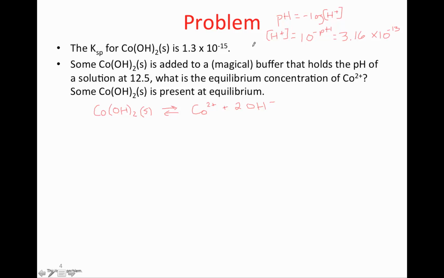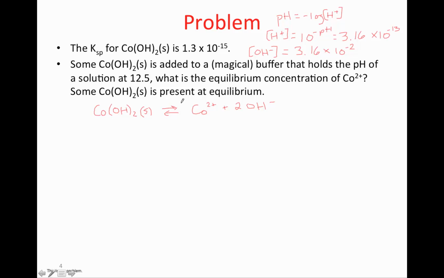And now I'm going to skip a step, but I'm going to tell you what I'm doing. We all know that if we have the H plus concentration, we can find the OH minus concentration, because this concentration times this concentration is Kw. So if I just take Kw, which is 1 times 10 to the minus 14, and divide by this, I should have an OH minus concentration. So let's see, I take 10 to the minus 14, and I get an OH minus concentration of 3.16 times 10 to the minus 2.